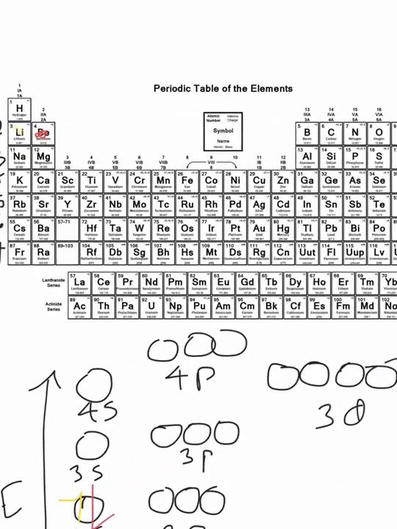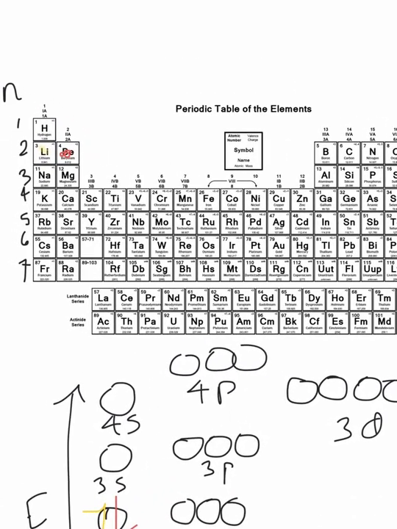And so, we refer to groups 1 and 2 as our s block elements because the last orbital filled in the valence shell is the s orbital. Specifically, our elements in group 1 are going to have an electron configuration of ns1, and group 2 will be ns2.